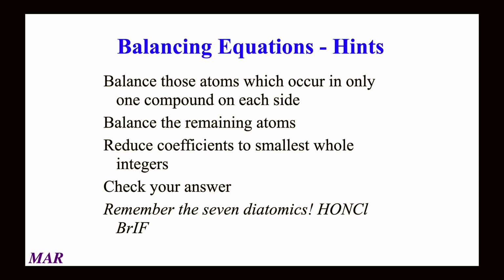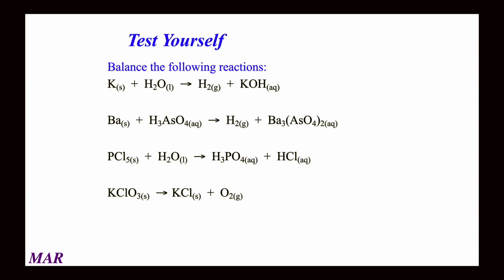When you're balancing equations, only balance the atoms which occur in one compound on each side, all right? Balance the remaining atoms afterwards, all right? You always want to make sure those coefficients are the smallest whole numbers. And if you ever get in question, you can always do that check yourself at the end, where you tally up the atoms on both sides and they should be equal. Polyatomics, leave them together. Remember the 7 diatomics, Honkelbrief or Have No Fear of Ice Clear Brew. You should do good. So let's test yourself.